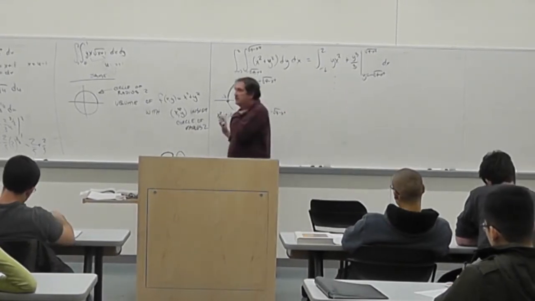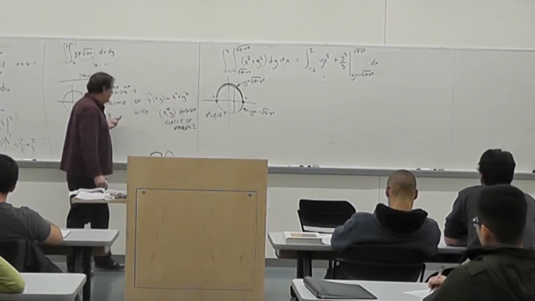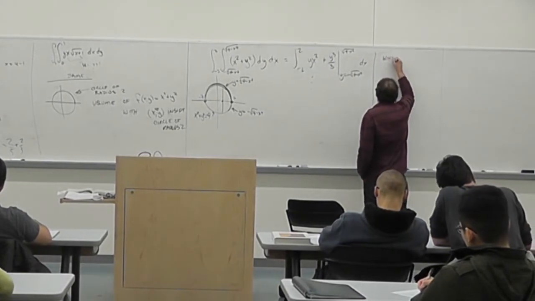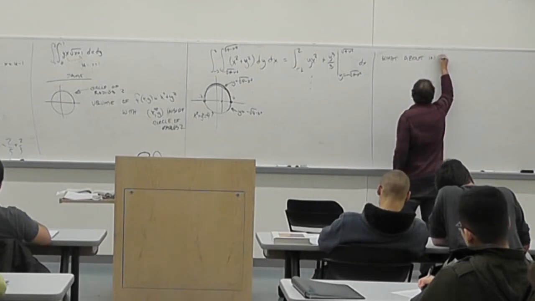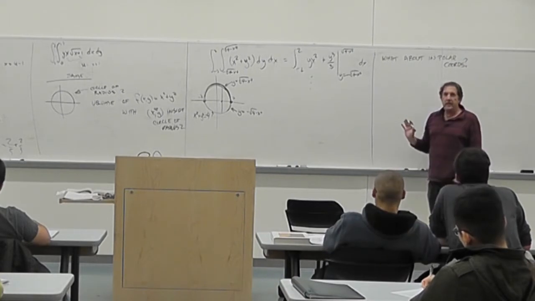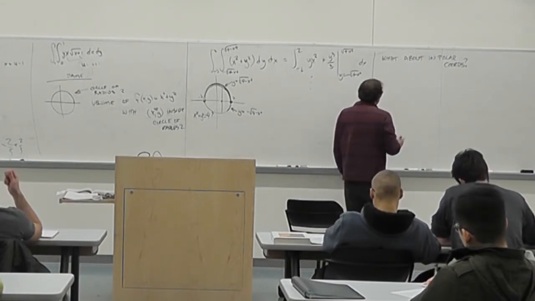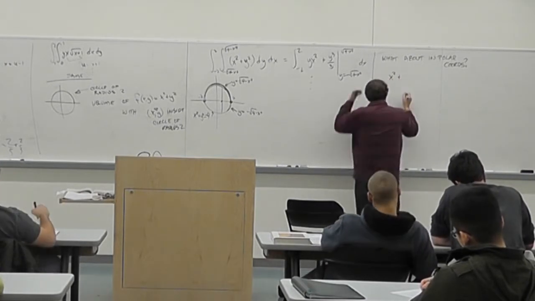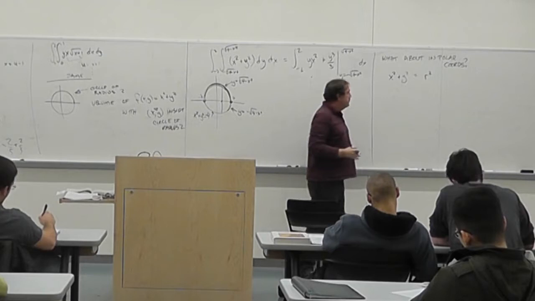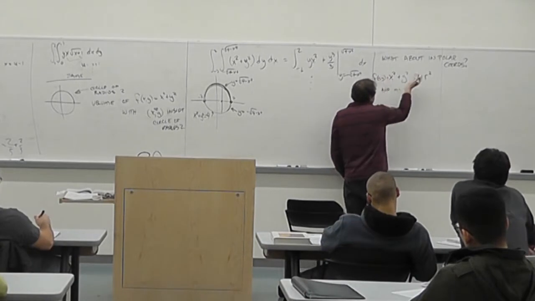But instead of that, I don't want to set it up this way. This function is particularly nice in polar coordinates. This region is particularly nice in polar coordinates. So I want to set everything up and just do everything natively in polar coordinates. So in polar coordinates, my function x squared plus y squared is just r squared. So f of x, y is r squared.